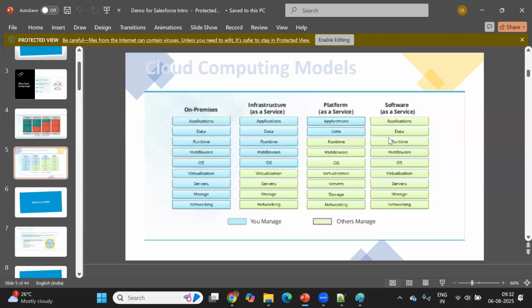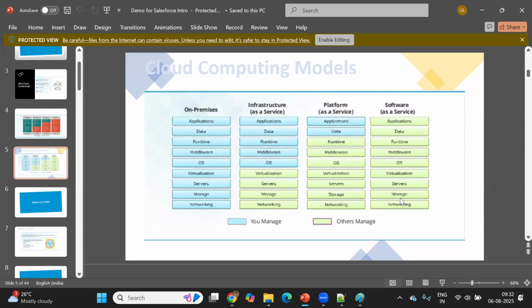And software as a service is where they also provide some applications like sales, service, marketing, and all. So that means these three services will be provided by Salesforce CRM. That means if you purchase the license of Salesforce CRM, this entire stack will be accessed by you. I mean to say, it is a plug and play scenario.